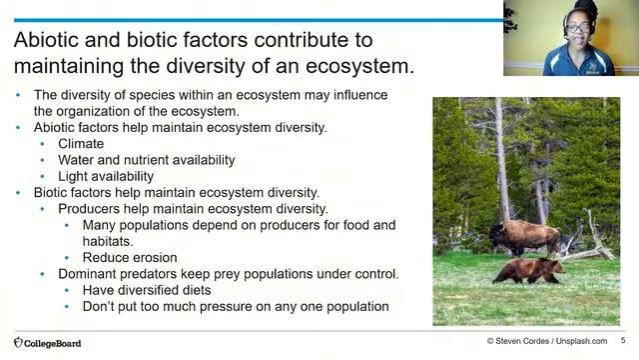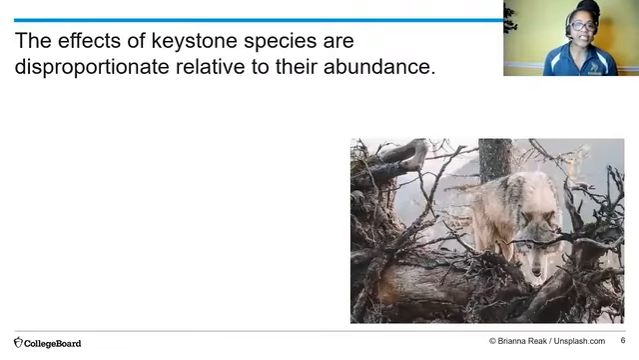If you have a dominant predator, they're keeping other populations under control. They usually have diversified diets, which means they usually don't just eat one particular food source, so they can influence many different populations based on what they're eating. And this will help to alleviate one particular prey population being pressured too much by the presence of that predator. A keystone species is a little bit different in the sense of its impacts on the overall health or structure of an environment.